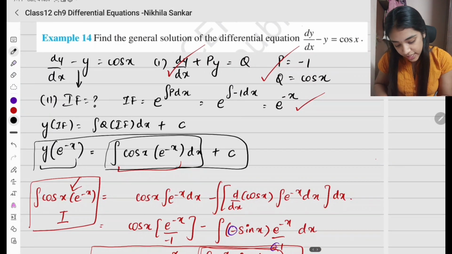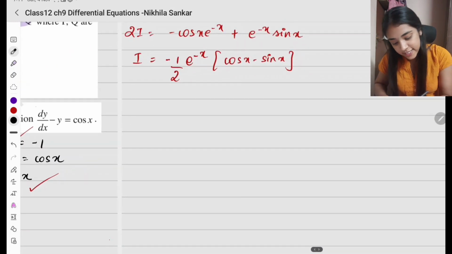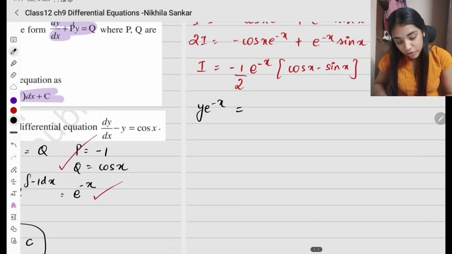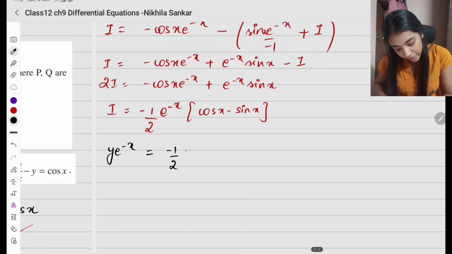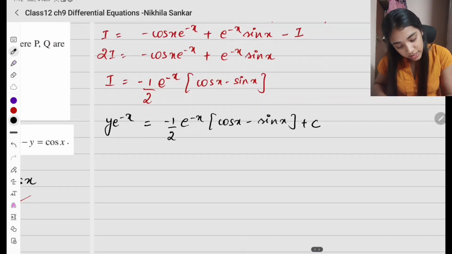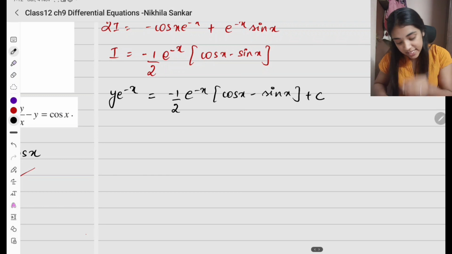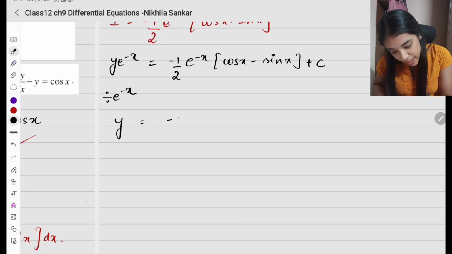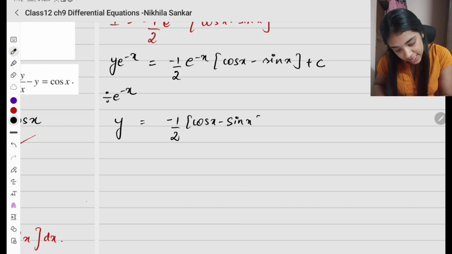This is the final solution, right? I'm going to substitute into it. So y e to the minus x equals, instead of this, I am going to substitute the value. So it is going to be minus half e to the minus x times cos x minus sin x plus c. How can we simplify this further? I'm going to divide by e to the minus x. So dividing by e to the minus x, what will I have? Y equals minus half of cos x minus sin x plus c divided by e to the minus x.